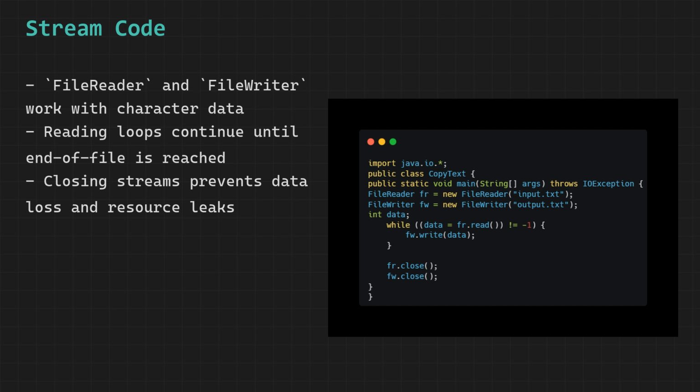Closing streams is critical. Closing the file writer ensures that any data still sitting in a buffer is flushed and actually written to the file on disk. Not closing streams can result in data loss or resource leaks where the file remains locked and inaccessible to other programs. This example demonstrates the fundamental pattern of all stream-based file operations in Java. Open the stream, process the data in a loop until the end is reached, and always close the stream when finished.